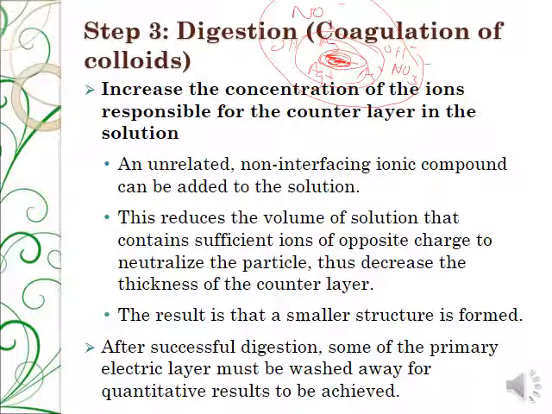So an unrelated, non-interfering ionic compound can be added. An interfering ionic compound can be added to the solution. So this will reduce the volume of solution that contains sufficient ions of opposite charge to neutralize the particle, and thus decrease the thickness of the counter layer. So this one will reduce, okay. So therefore a smaller structure forms.